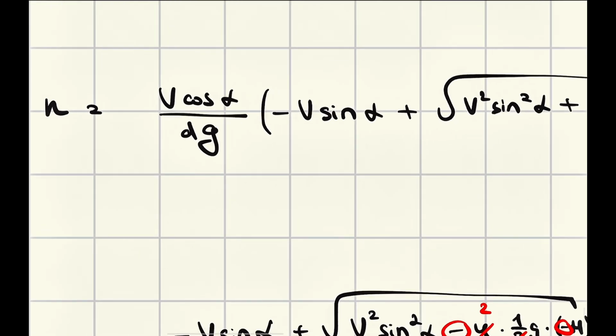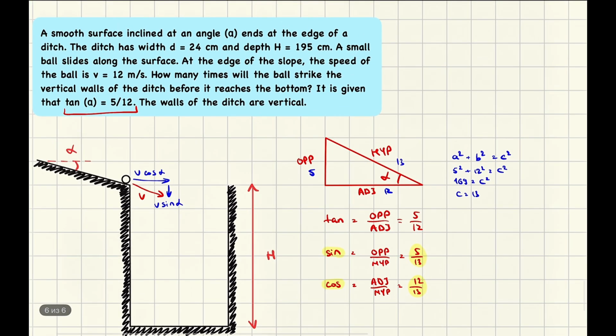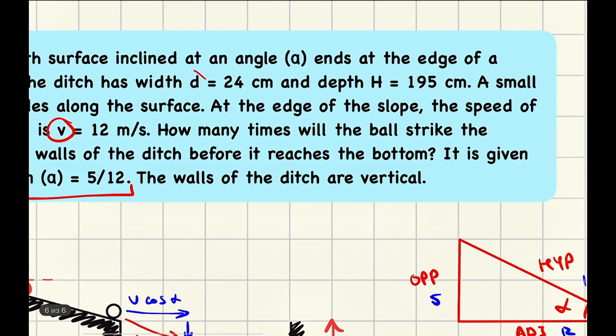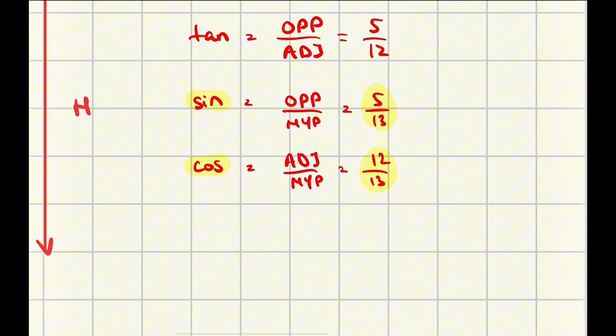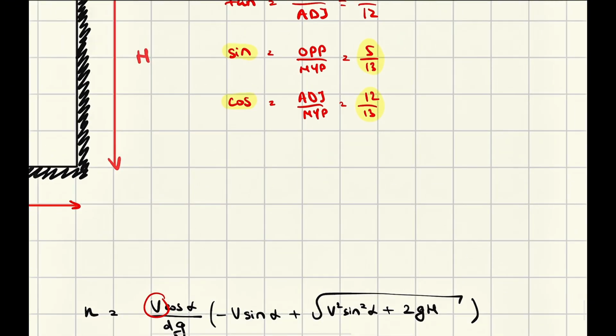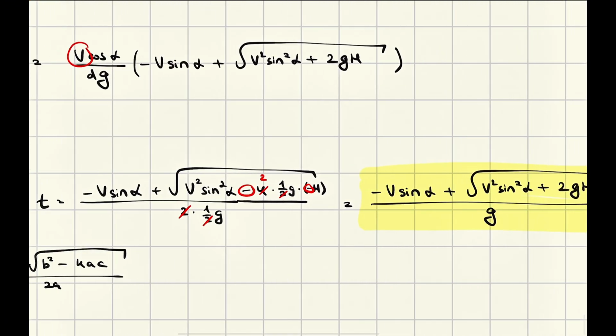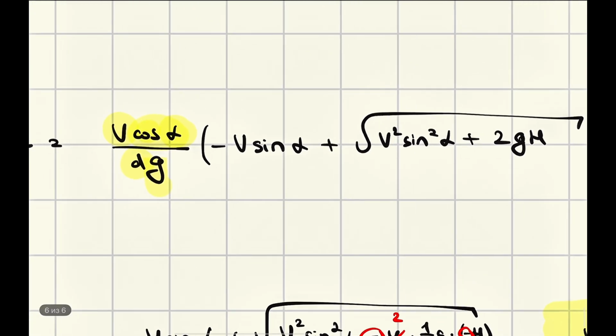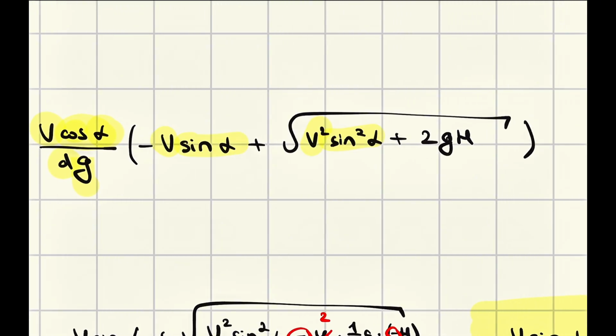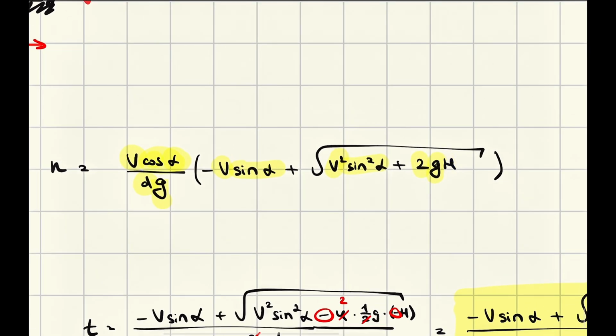So let's see if we have all the factors that we are given. Velocity, yes, we are given. It is set at the very beginning that we have velocity, and we have d, we have h, and tangent alpha. And if tangent alpha is known, we have proved that we can find sine alpha and cosine alpha. So if in the answer we have cosine alpha and sine alpha, that's not a problem. We know v, we know alpha, cosine alpha, we know d, g is constant, sine alpha is known, and 2gh is also known. Good, so this can be our answer.